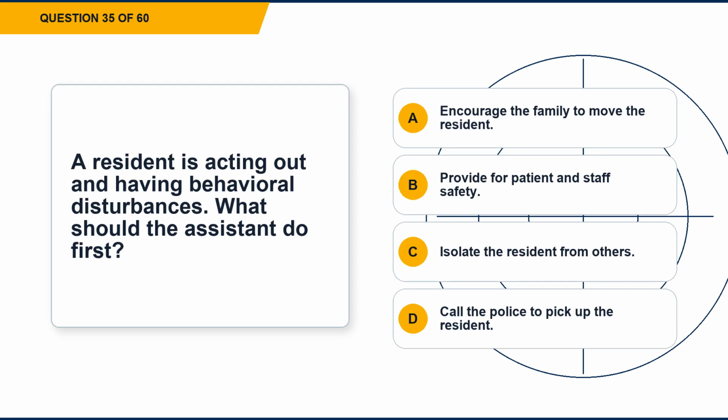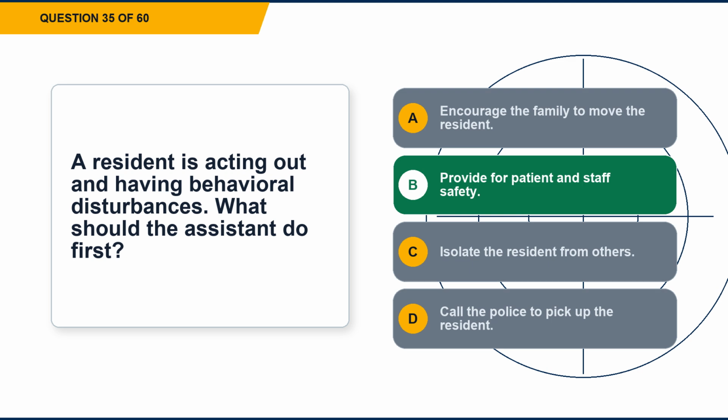Question 35. A resident is acting out and having behavioral disturbances. What should the assistant do first? Option A. Encourage the family to move the resident. Option B. Provide for patient and staff safety. Option C. Isolate the resident from others. Option D. Call the police to pick up the resident. The correct answer is option B. Provide for patient and staff safety.